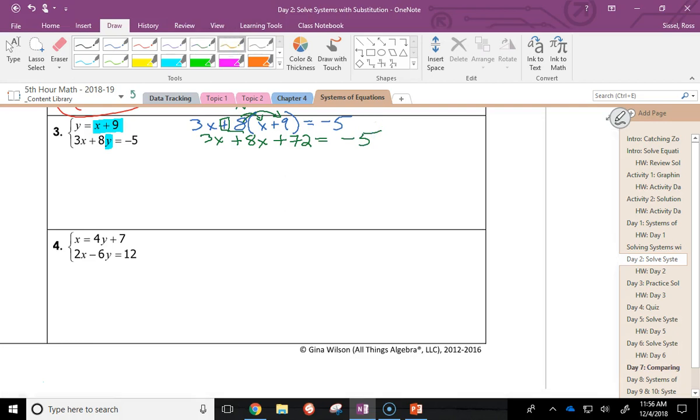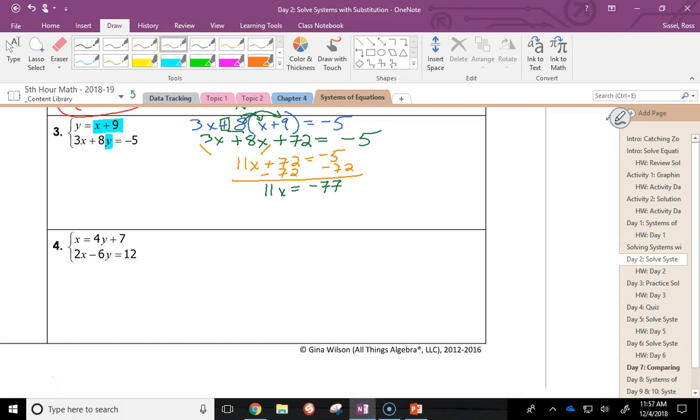Now, Avery told us the last time after we do distribution that we are going to combine like terms. I'm going to do the same thing there. 3x and 8x says adding, so 11x, good. Okay, now I have a variable and a constant, so I got to switch them on sides. Minus 72. And I'm going to get 11x equals negative 77.